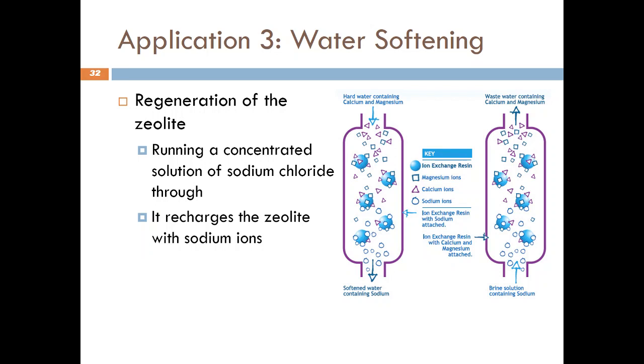A brine solution, so salty water, would be pushed through from the other way, and then the water containing calcium and magnesium, so the hard water, would come out, and you would probably take it away or use it for landfill or something. So you can use this column again. So that's a process that could be used. I'm not sure how effective that is for small communities, but that's something that could be used to soften water. All right.